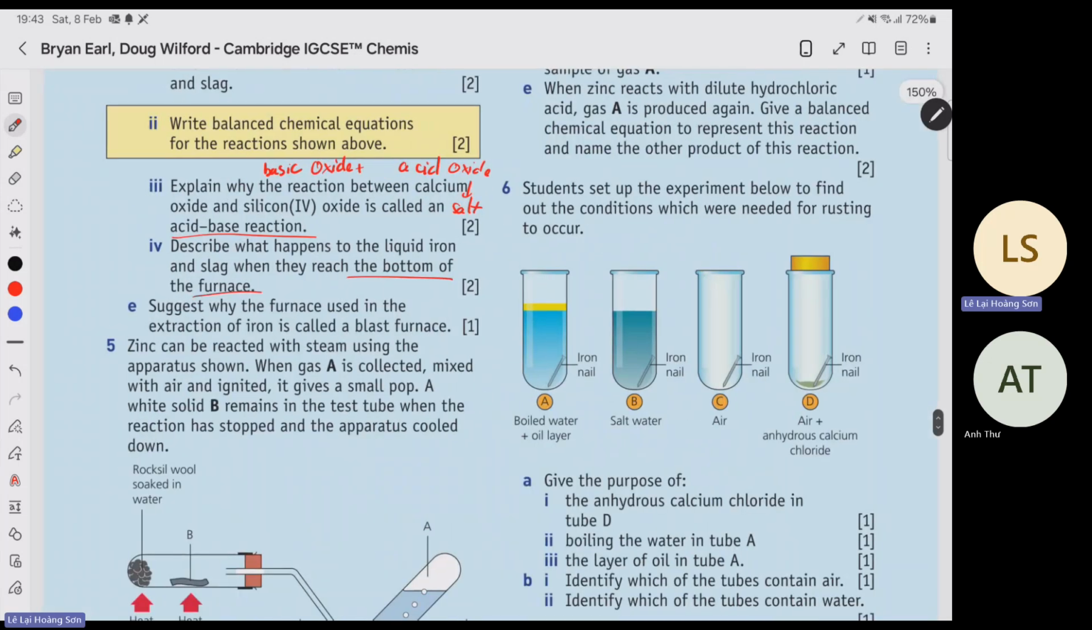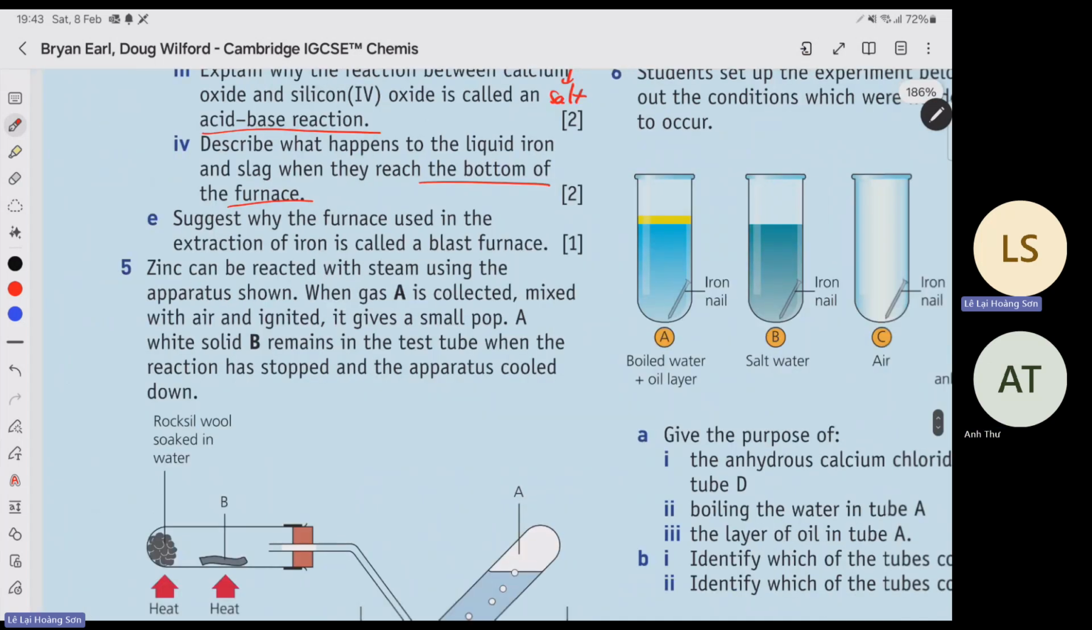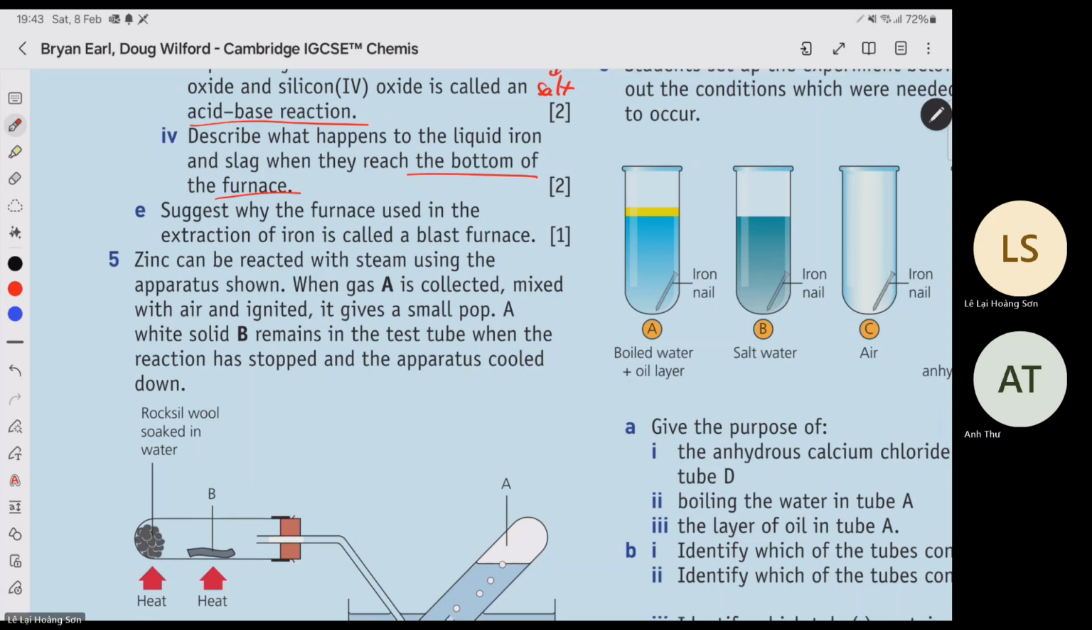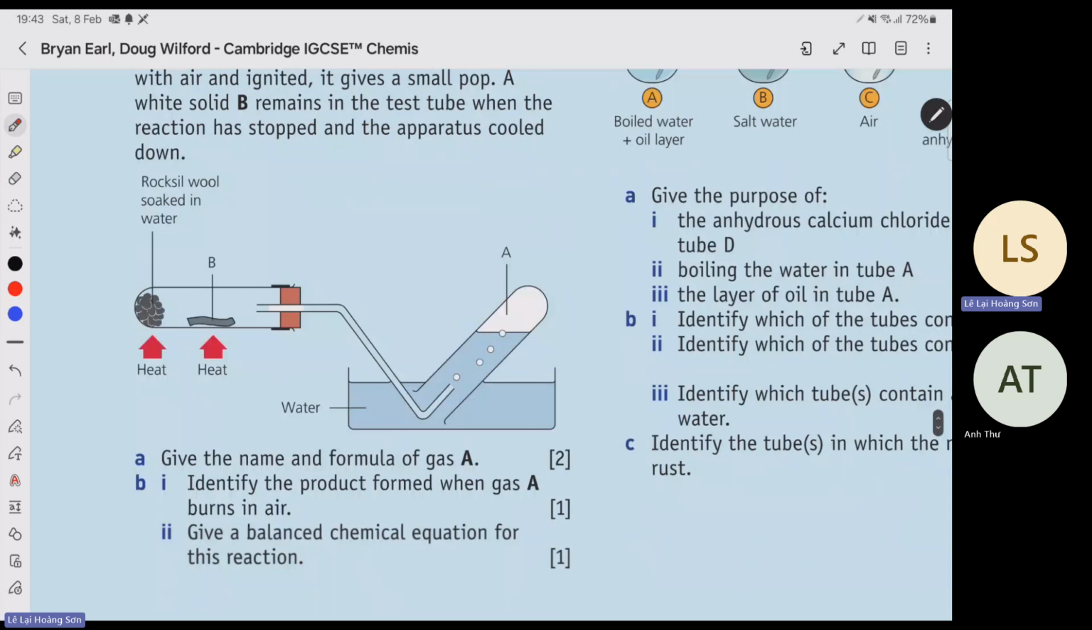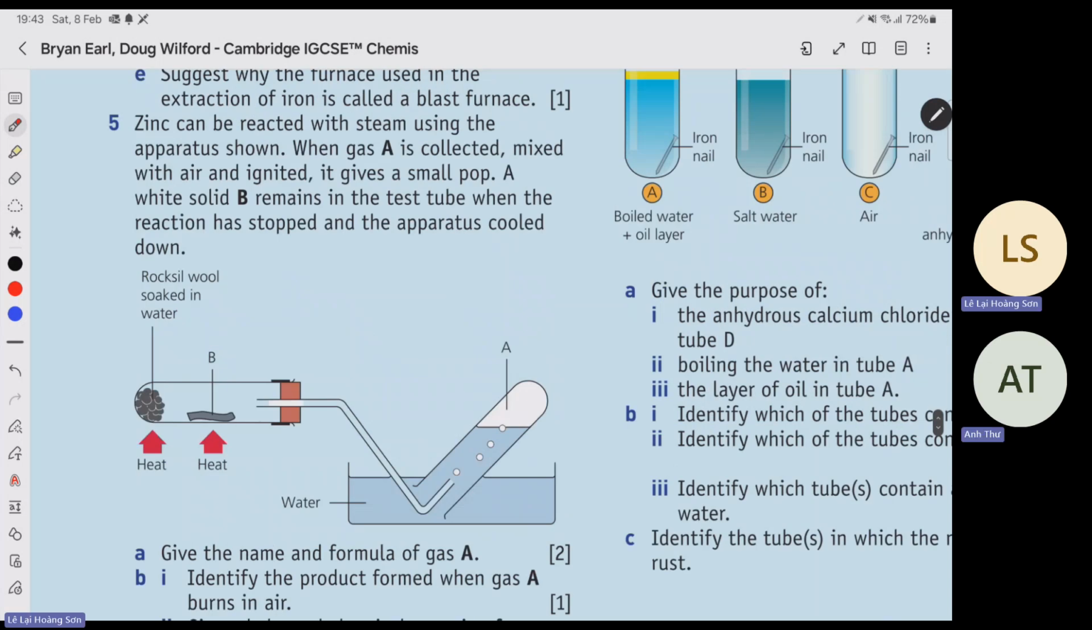All right, zinc can be reacted with steam using the apparatus shown below. When the gas is collected and mixed with the air, it will give a small pop. A white solid B remains in the test tube when the reaction has stopped and the apparatus cooled down. So you have this apparatus, you have the rock wool soaked in water. At this part you're going to generate the steam, and then you're going to have the zinc, and then you're going to have the reaction.